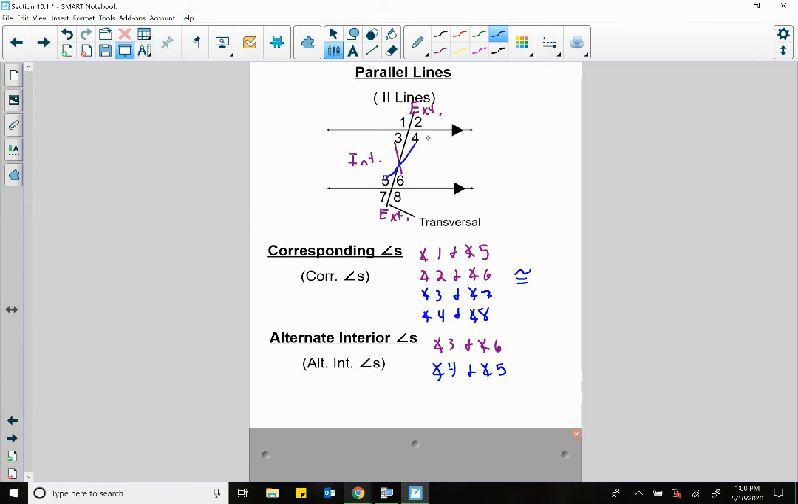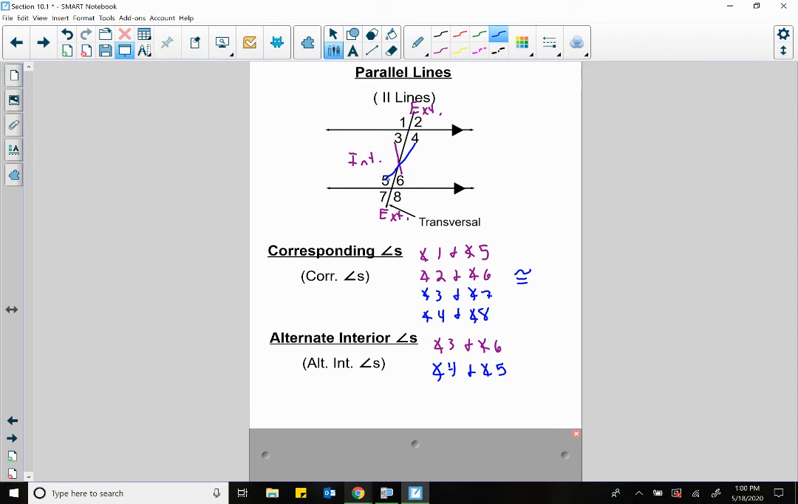Because again, they are across from each other on opposite sides of the transversal that's here. Okay, and they're interior. So these are what we call alternate interior angles. All right. They are across from each other, comparing the top 4 to the bottom 4. Okay. They are never side by side. So 3 and 4 are not alternate interior.